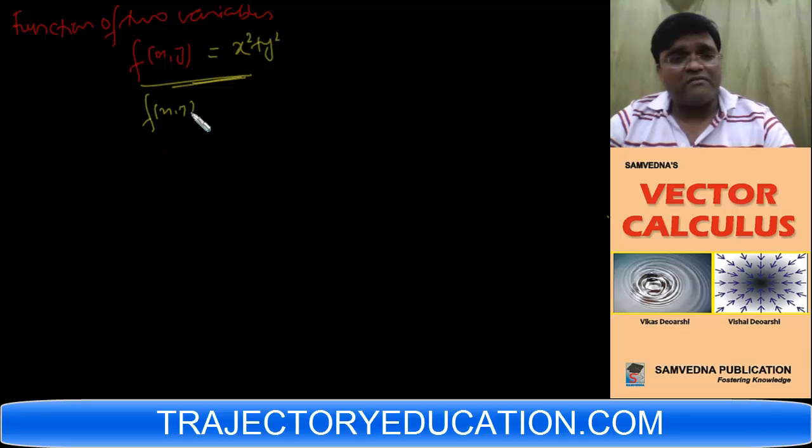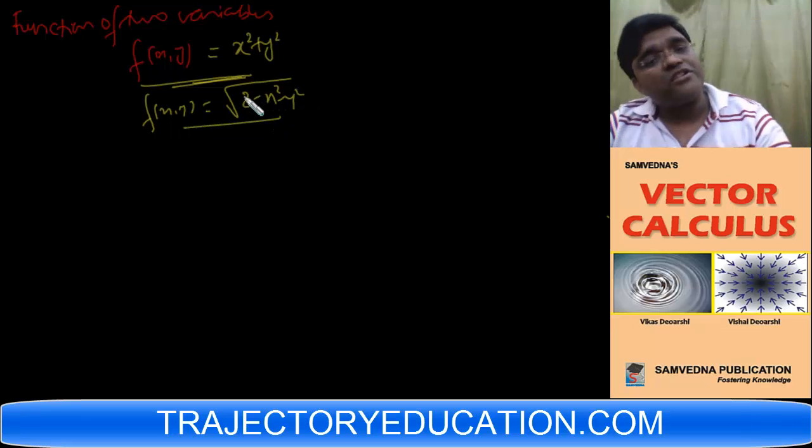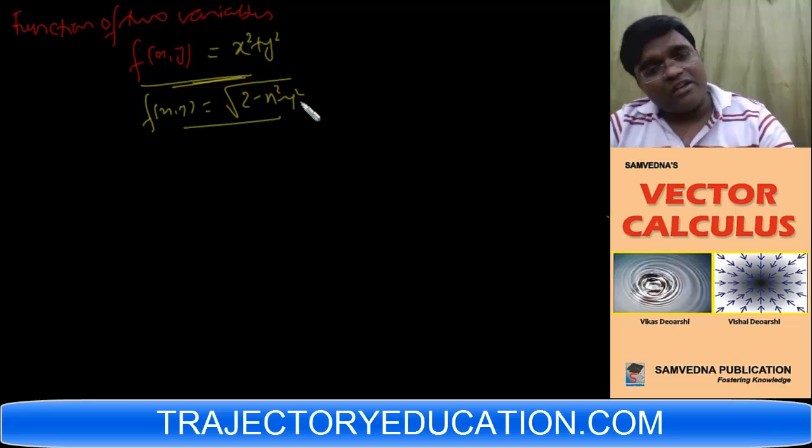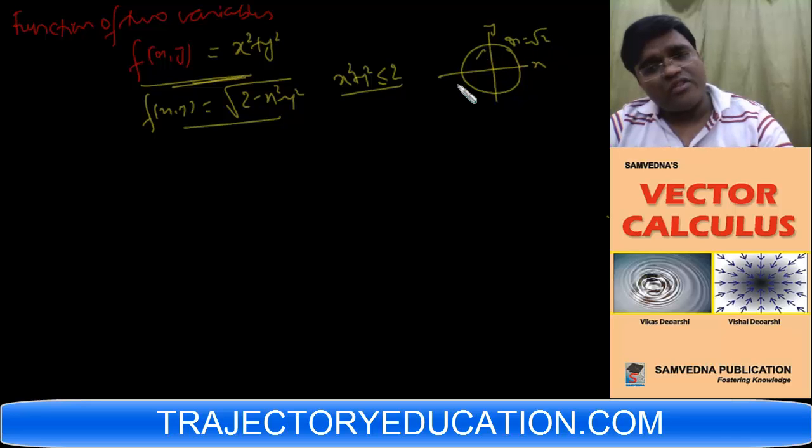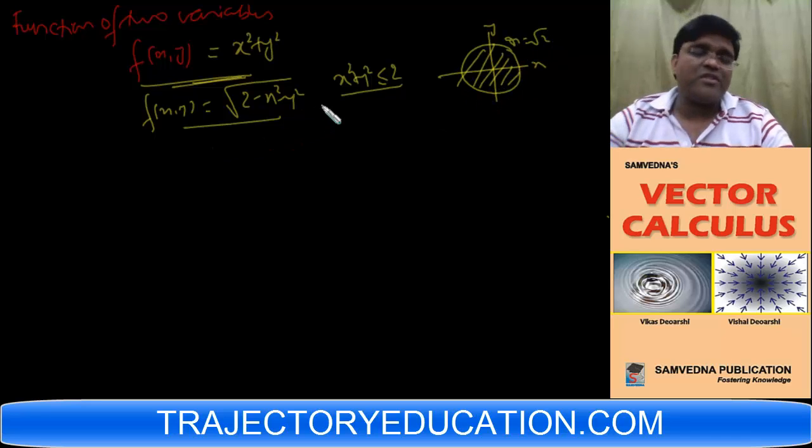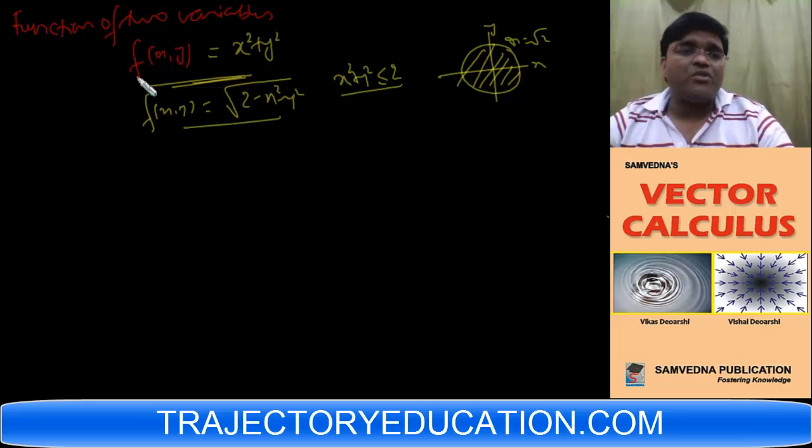Suppose I take an example of f(x,y) equals the square root of 2 minus x squared minus y squared. In this case, the domain of the function is the region enclosed by a circle of radius root 2. You can see it over here. The domain of this function will be x squared plus y squared less than or equal to 2, the region enclosed by a circle of radius r equals root 2. This is the domain of this function.